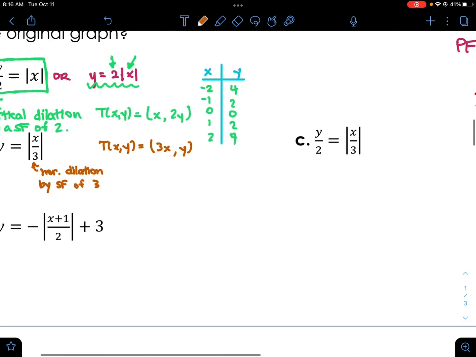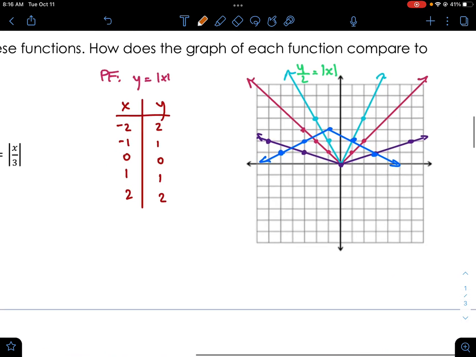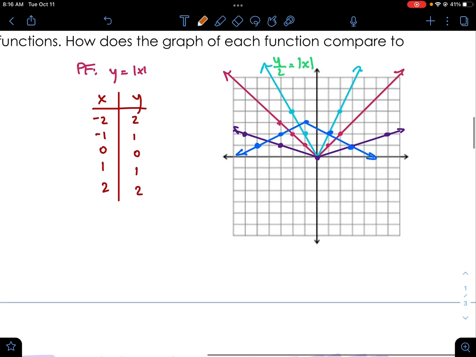Again, you're going to take your parent function graph, the 5 points that we have, which are right there, and that would change to all your x values being multiplied by 3 and all your y values staying the same. So 2, 1, 0, 1, 2, but then -6, -3, 0, 3, and 6. So all the x values get multiplied by 3. And so that would be your purple graph right here. So the purple graph is going to represent y equals the absolute value of x divided by 3.